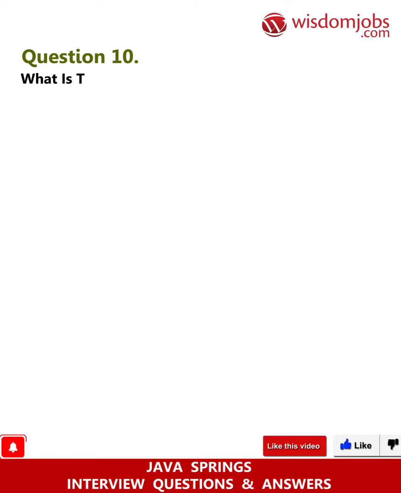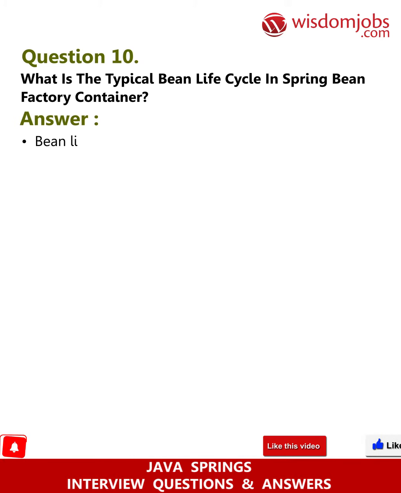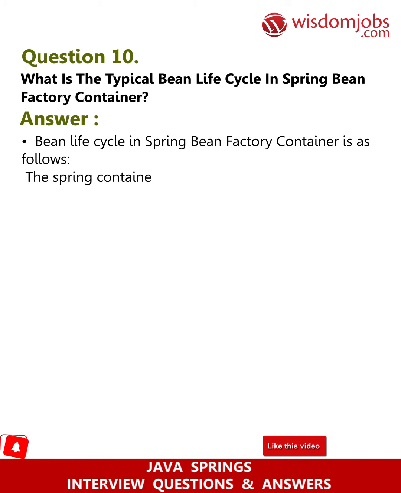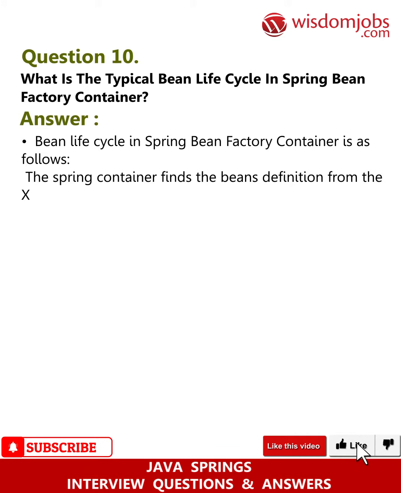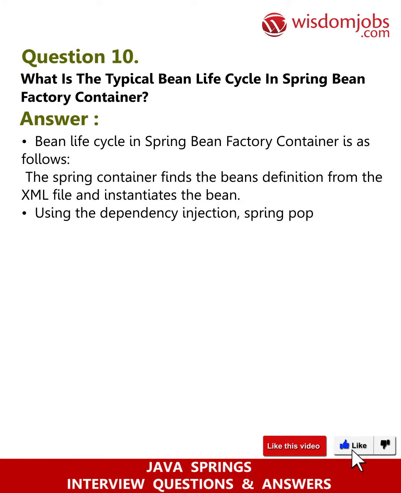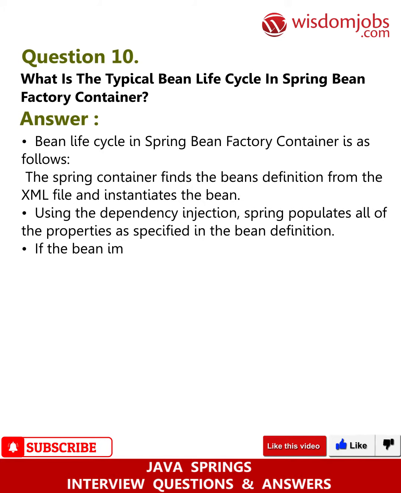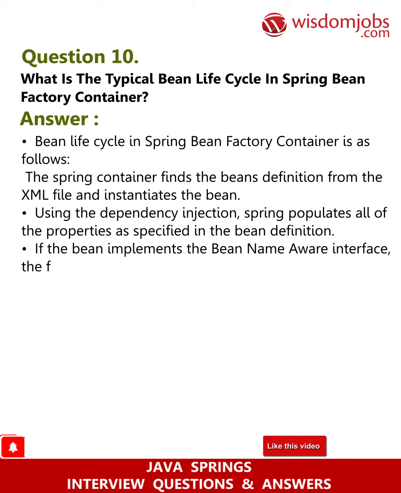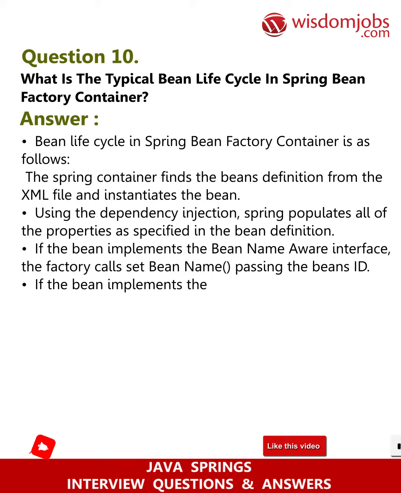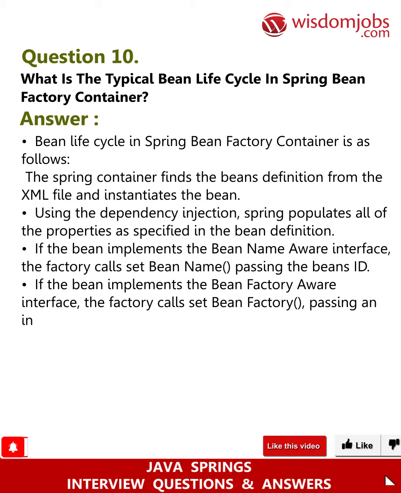Question 10. What is the typical bean life cycle in Spring Bean Factory container? Answer. Bean life cycle in Spring Bean Factory container is as follows. The Spring container finds the bean's definition from the XML file and instantiates the bean. Using dependency injection, Spring populates all of the properties as specified in the bean definition. If the bean implements the BeanNameAware interface, the factory calls setBeanName passing the bean's ID. If the bean implements the BeanFactoryAware interface, the factory calls setBeanFactory passing an instance of itself.